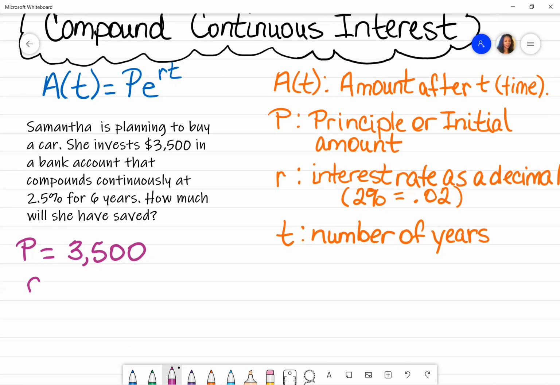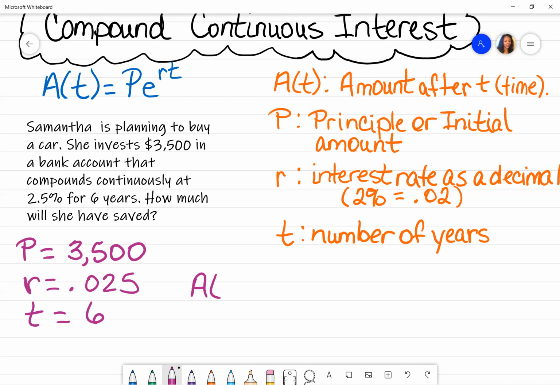And the rate, we know, has to be converted. So 0.025 is still the same rate. And then again, time is 6 years. So I have a minimum of 3 of the variables, which is, well, I need to have 3 variables in order to solve for the A of t. So I have enough information to solve. How much will she have saved? So we're going to do a comparison between if she had just did compound interest quarterly versus continuously.